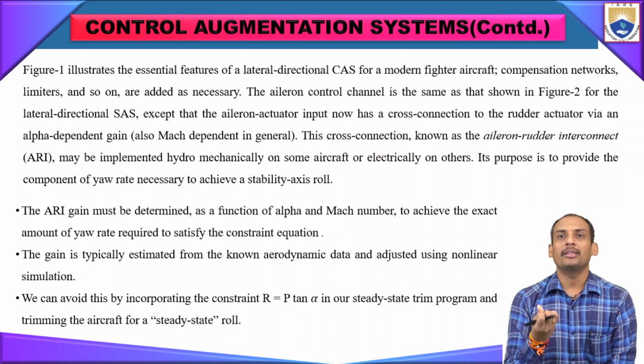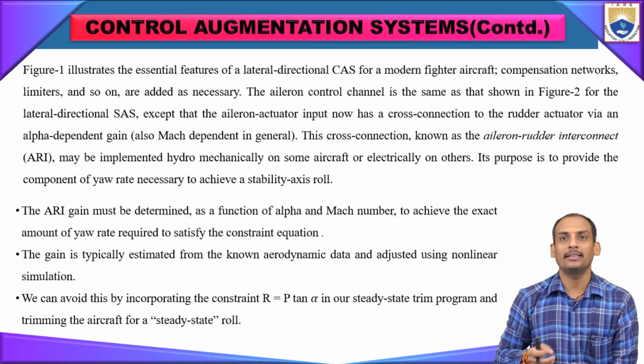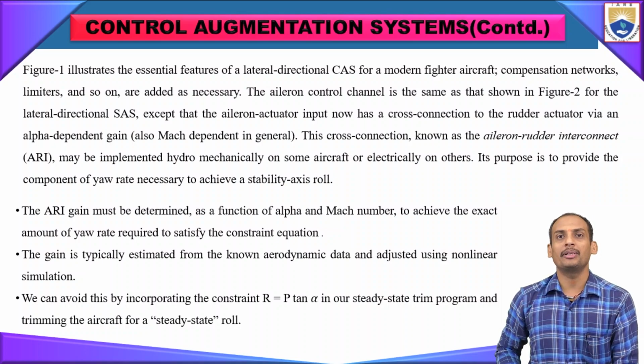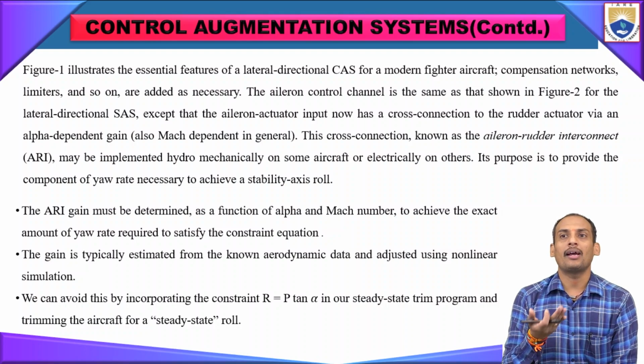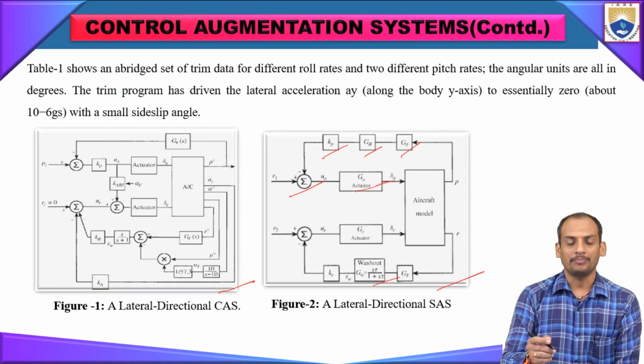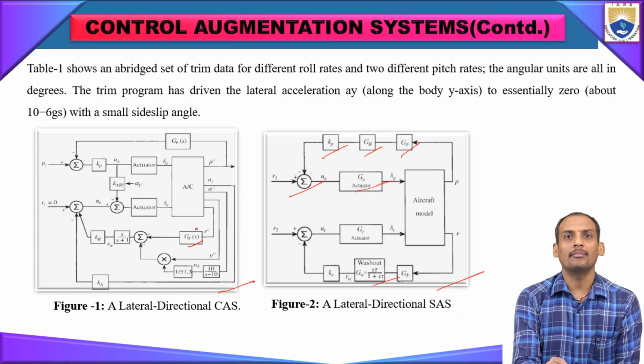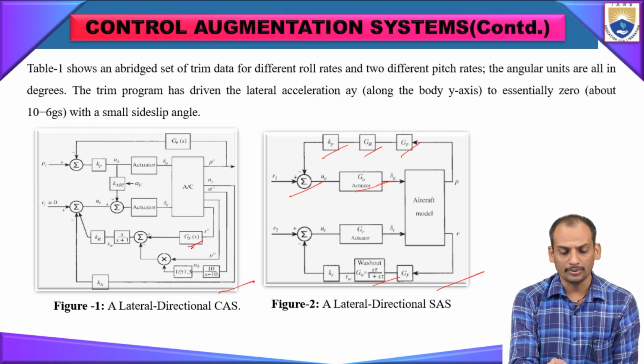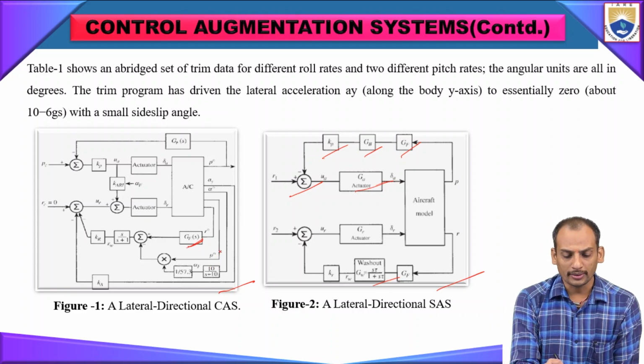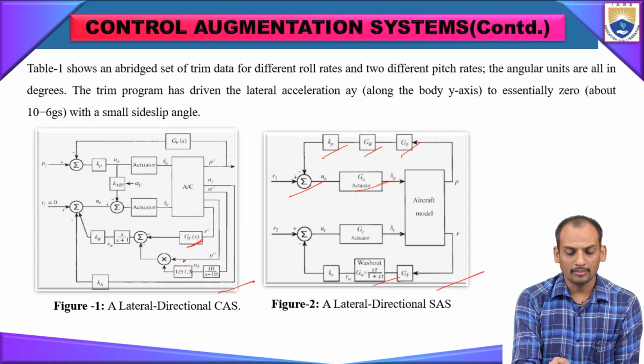Except that the aileron actuator input now has a cross connection to the rudder actuator via an alpha dependent gain. Alpha dependent gain has been given here. That cross connection is known as the aileron rudder interconnector. If you see here, a gain feedback is there, so the aileron rudder loop has been created here.